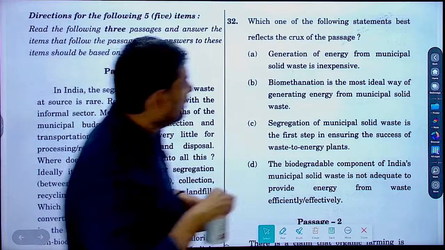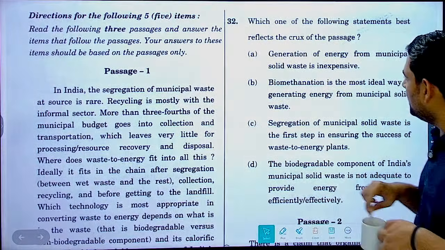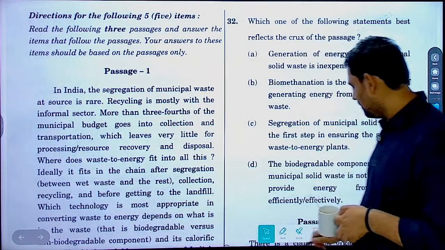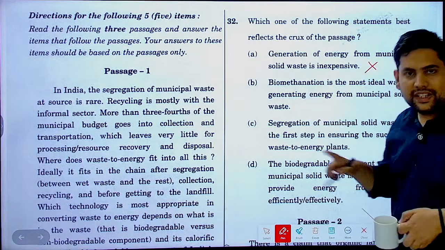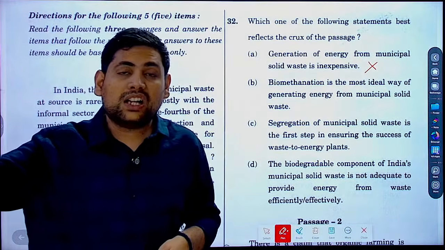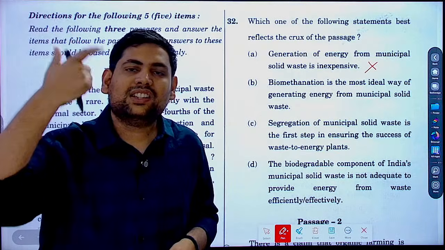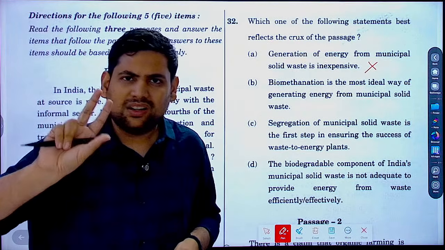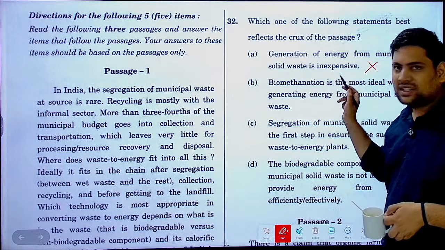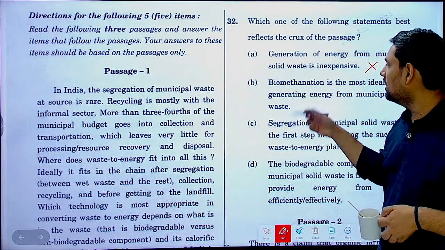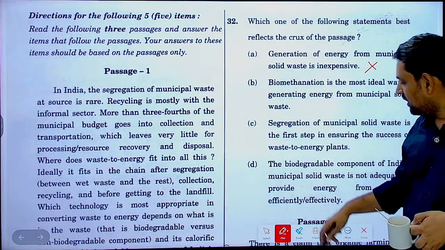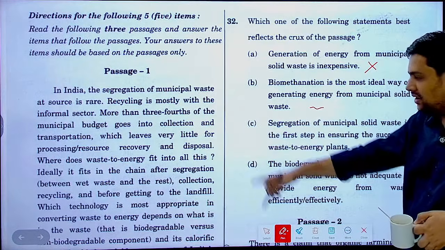Then next, generation of energy from municipal solid waste is inexpensive. What do you think? Inexpensive means very cheap. Is it cheap? No. As I told you, most of the green technology, good technology, sustainable technologies are much more costly, less efficient, but they are more sustainable. Understood? So, generation of energy from municipal solid waste is inexpensive. Incorrect. Then, biomethanation is the most ideal way of generating energy from municipal solid waste. Maybe. The passage does talk about this.